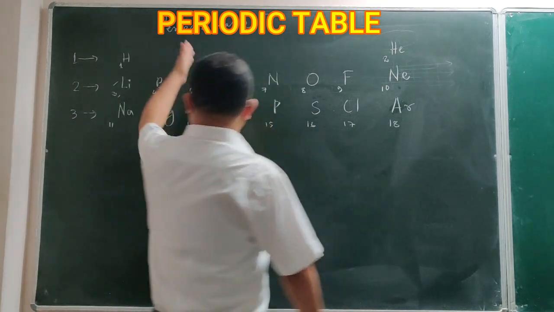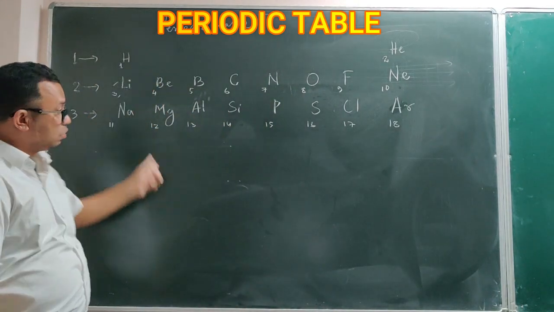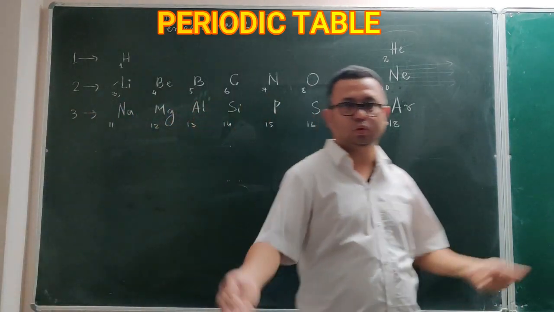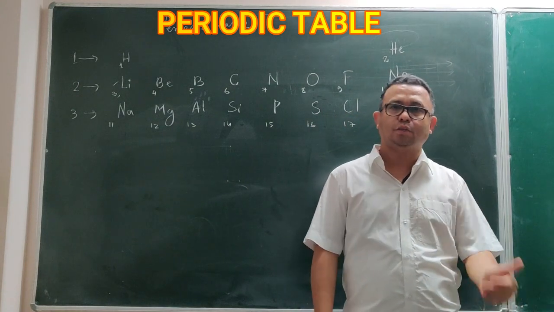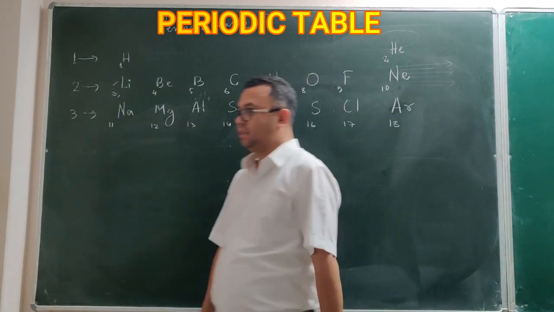Similarly, as you go from top to bottom in a group, as you go down the group, then how those same 17 properties will change. That is what also we are going to see. But as I said, that is in the next class.